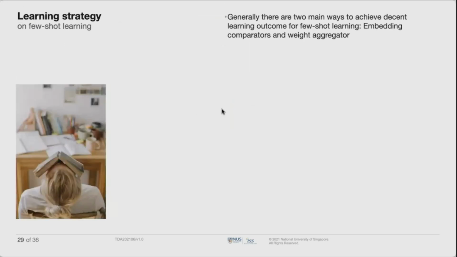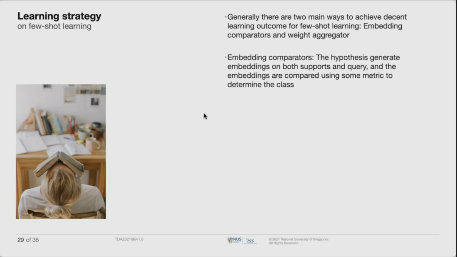In general, there are 2 main ways to achieve decent learning outcomes for few-shot learning. The first one is called embedding comparators. The second one is called weight aggregators. In embedding comparators, the hypothesis, which is a function or just a model, generates embeddings on both the supports and query. After that, the embeddings are compared using some metric to determine a class.